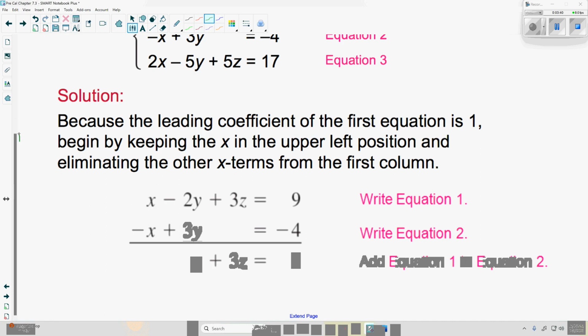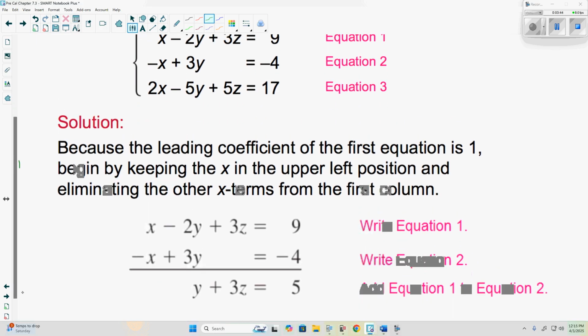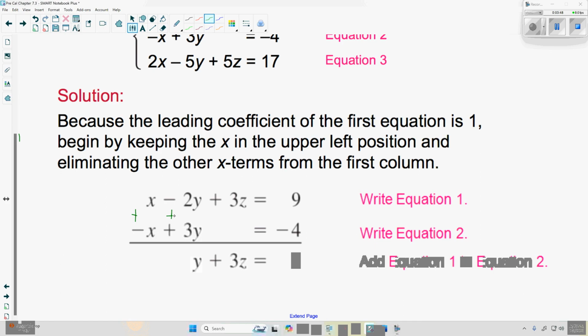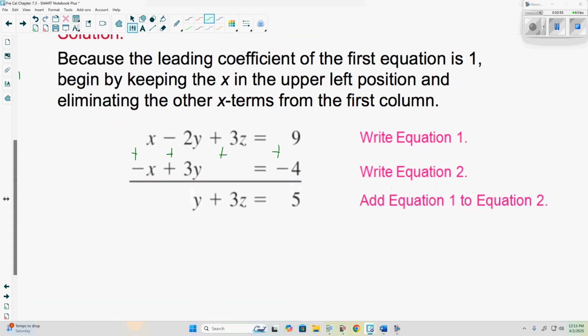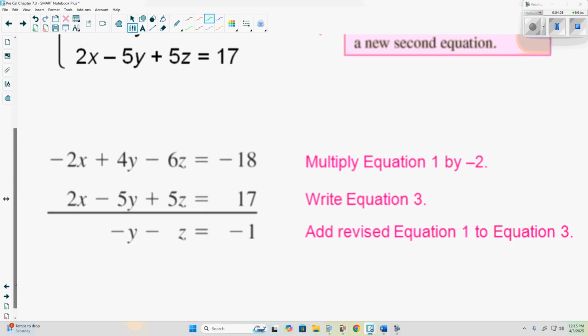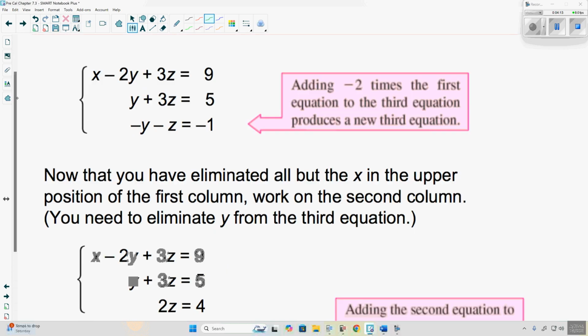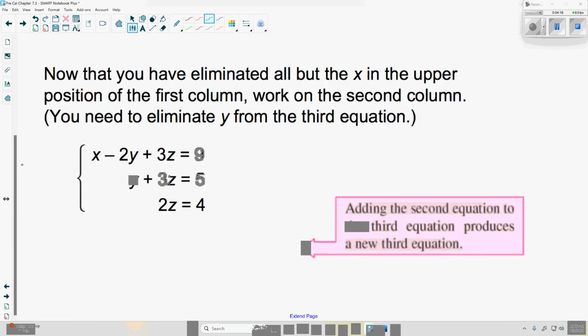So the first thing we could do, and you don't have to write all this out, is we'd look at the top equation and the middle, and if we add those 2 equations together, well, the x plus -x would be 0. -2y plus 3y is y, plus 3z equals 5. Then we could add the other 2. Get this set up, and we can continue to work this out till we get it in this form.